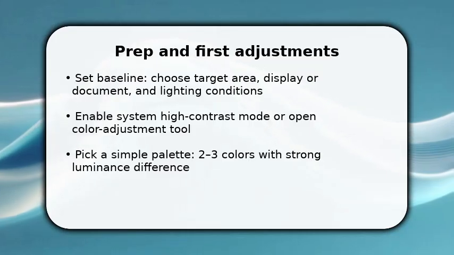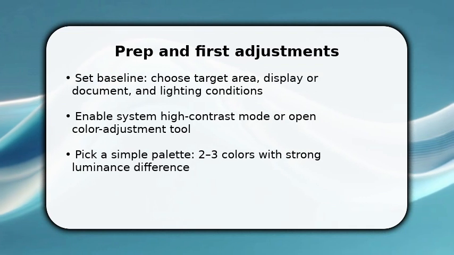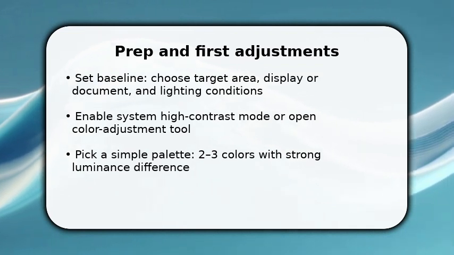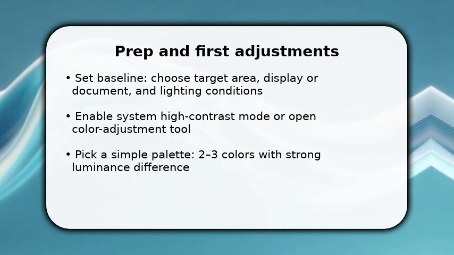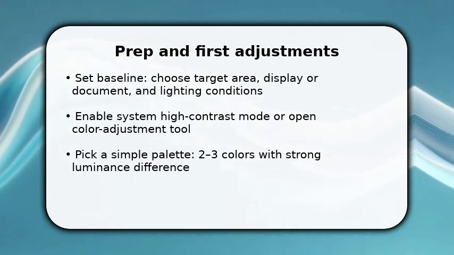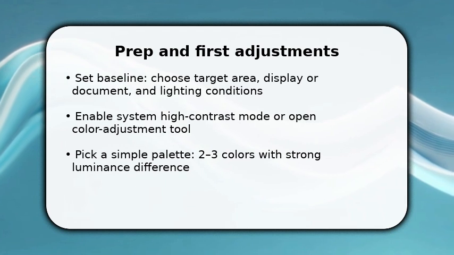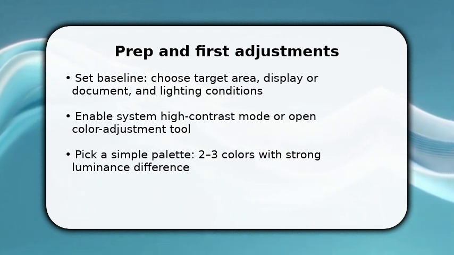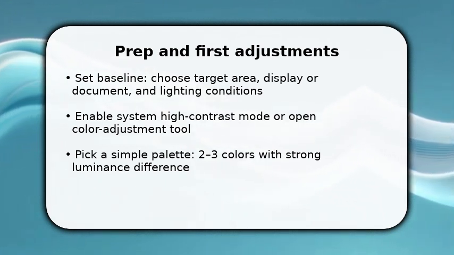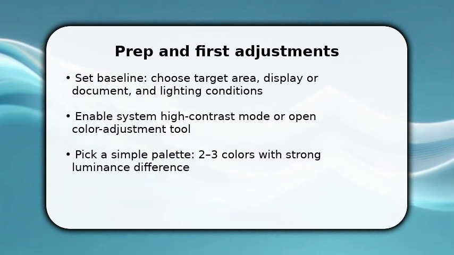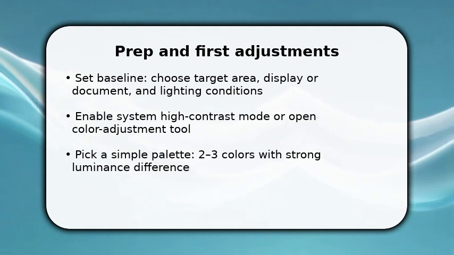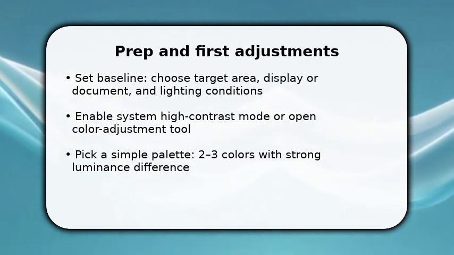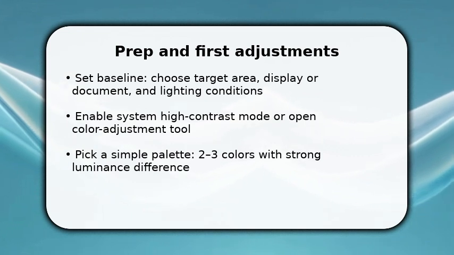You start by locking down the context. Which screen or printed surface needs higher contrast and under what lighting? Once done, enable the OS or app high contrast setting and open the color tool so you can test live. Make sure to choose a minimal palette, 2 to 3 colors with clearly different luminance values, because fewer colors simplify contrast math and speed validation. Now you have the prerequisites in place, and your first actionable adjustments ready to test in real time.